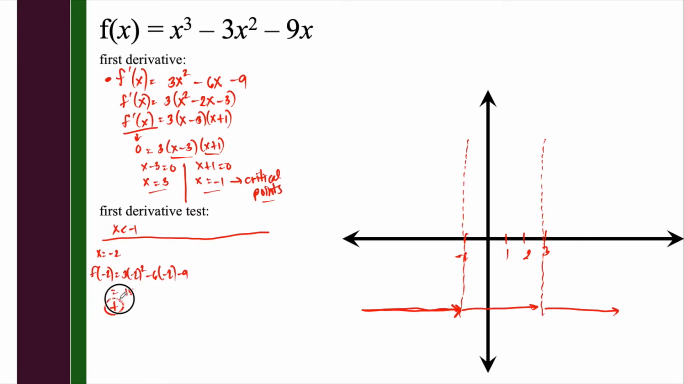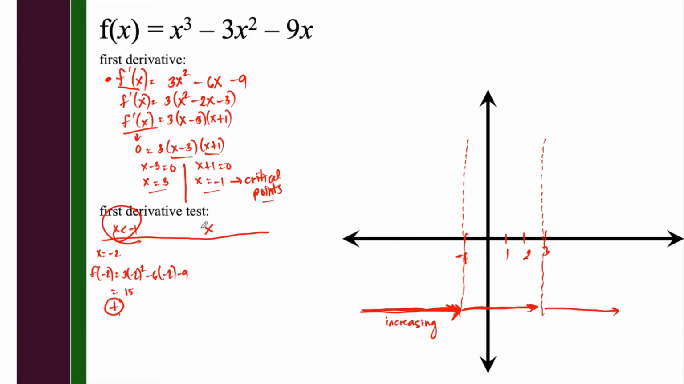Since this is positive, or in other words, the derivative at this interval is positive, or the slope of the tangent line at this interval is positive, then we know that the graph will be increasing from negative infinity up to negative 1. Now, how about at this interval?